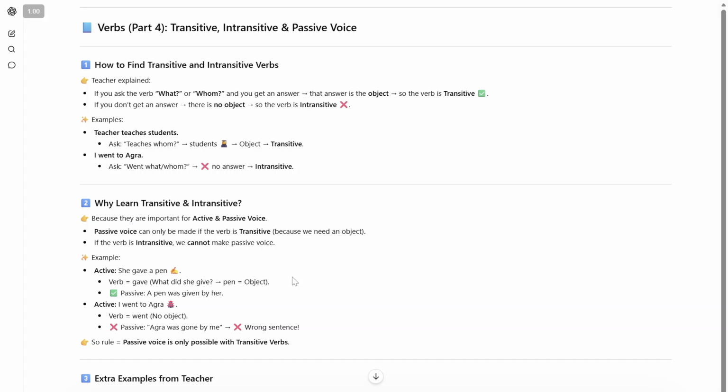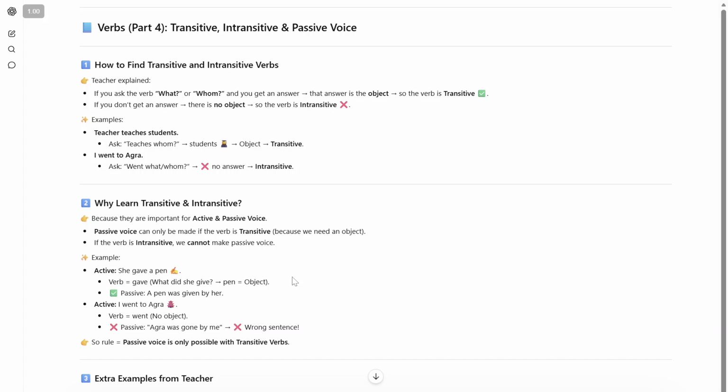Verbs, Part 4. Transitive, intransitive, and passive voice. How to find transitive and intransitive verbs. Teacher explained: if you ask the verb what or whom, and you get an answer, that answer is the object, so the verb is transitive. If you don't get an answer, there is no object, so the verb is intransitive. Examples: teacher teaches students. Ask teaches whom? Students, object, transitive. I went to Agra. Ask went what, whom? No answer, intransitive.